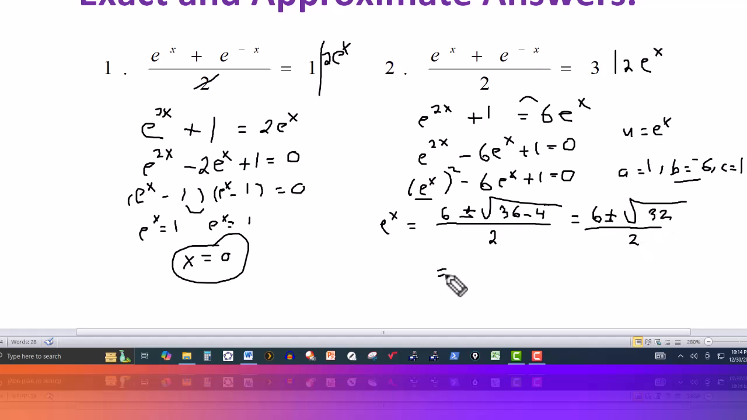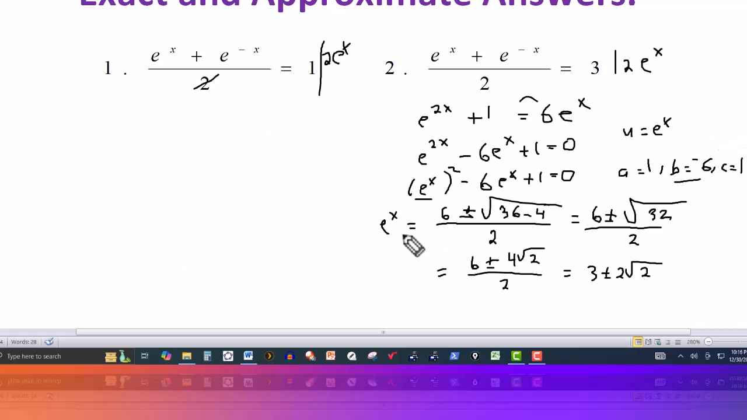And that's equal to, and 32 is 16 times 2. So we can take the square root of 16, that's 4, so that comes outside the radical, and the 2 stays under the radical. And that's over 2. Then we can divide here, reduce it down. 2 goes into 6, 3 times. 2 goes into 4, 2 times. So for e to the x, we get 3 plus or minus 2 times the square root of 2.